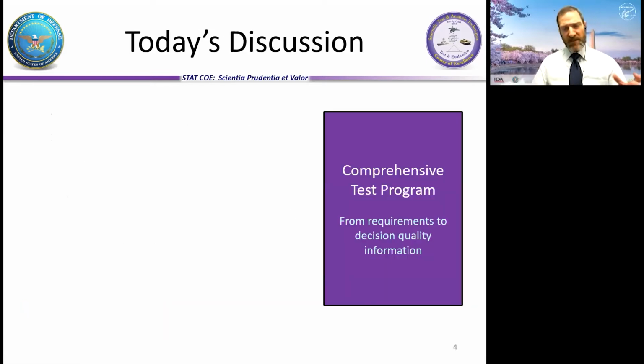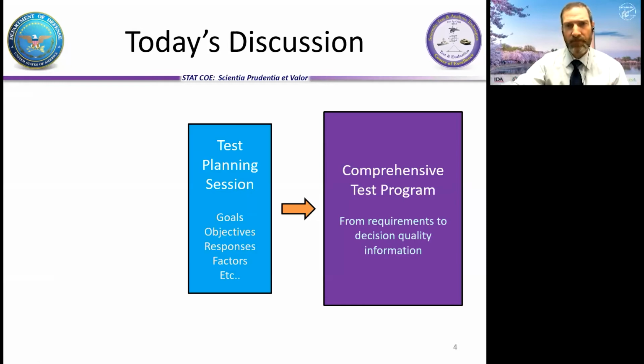So again, to frame and organize today's discussion, first of all, we've got a comprehensive test program, and I've put a block there to talk about that. We start with the requirements, and we end with decision quality information, and that's going to go into a decision. I suspect most, if not everybody listening here, has been involved in a test program to some level. But what we'll talk about today is that in order to have that great test program, it's going to start with test planning, and we're going to focus on a test planning session.